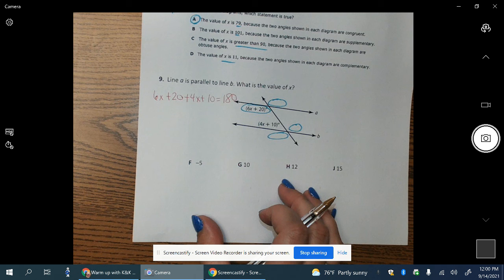Why would it be 6x plus 1 equals x plus 10? So we circled the ones that were congruent, right? Are those two angles congruent? No. And one of them is acute and one of them is obtuse. If you have an acute and an obtuse, that also tells you they're going to be supplementary.